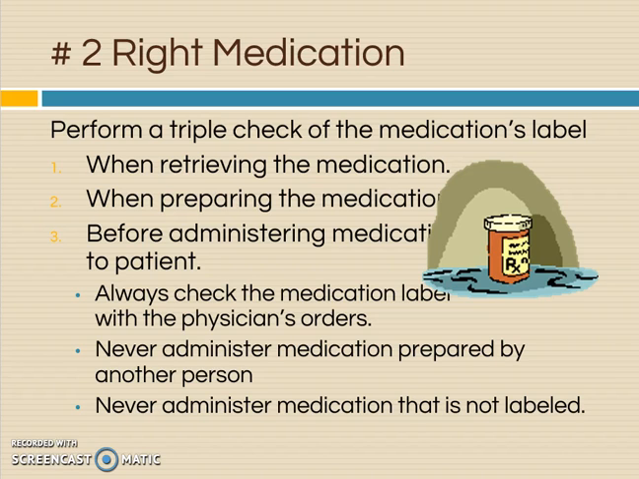And then when you're preparing it, say if it's a pill and it's in a bubble pack, when you're popping it out of the bubble pack, you're again going to look at the name of the medication. And then you're going to check the doctor's orders, and you're going to never administer medications that somebody else prepared. That would not be a good thing. And also the third part of the triple check is before administering the medication to the patient. So when retrieving it, when preparing it, and before administering it, and never administer medication that is not labeled.